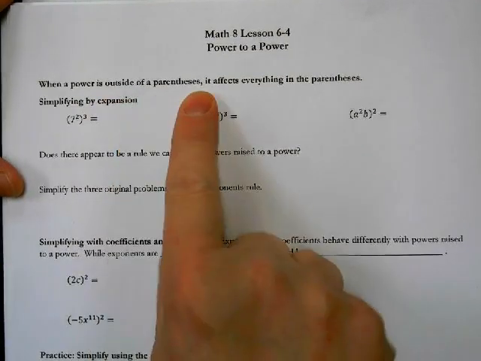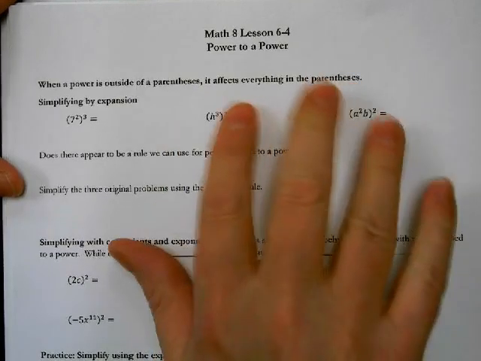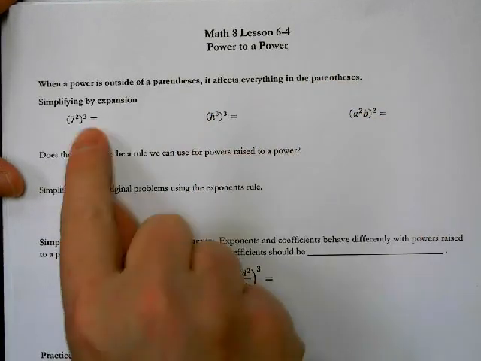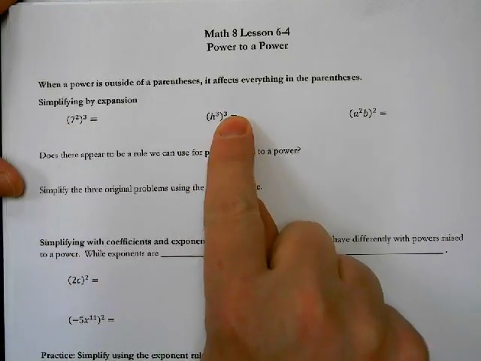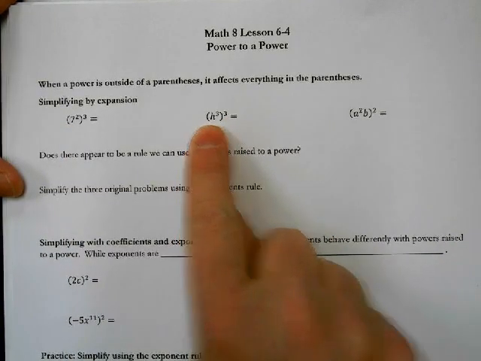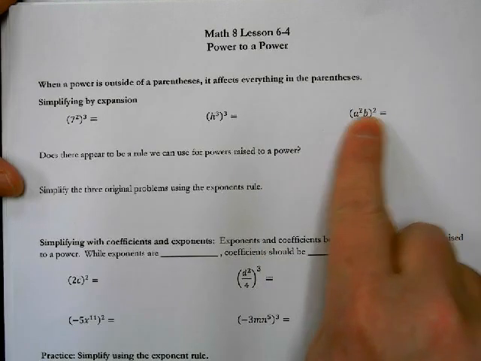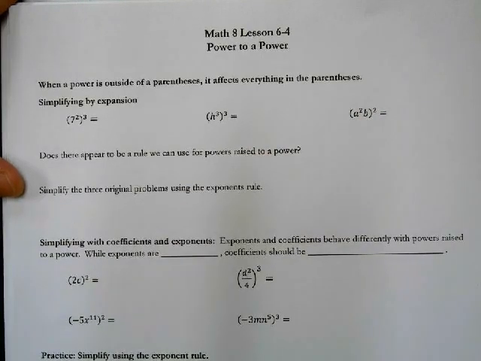Okay, so when a power is outside of a parentheses, it affects everything in the parentheses. So this 3 affects the 7 to the second. This 3 affects the h to the third. This 2 affects both the a to the second and the b. So it's affecting everything in the parentheses.